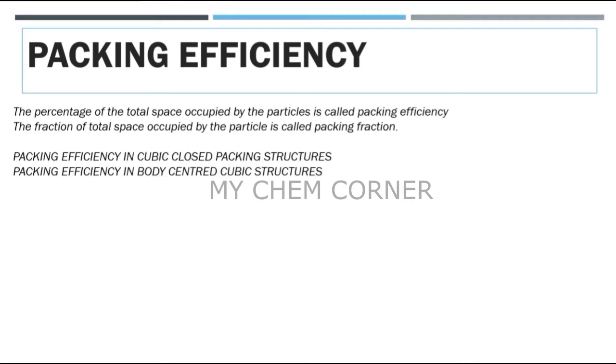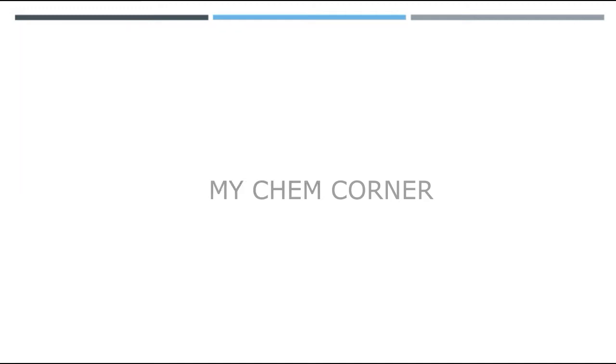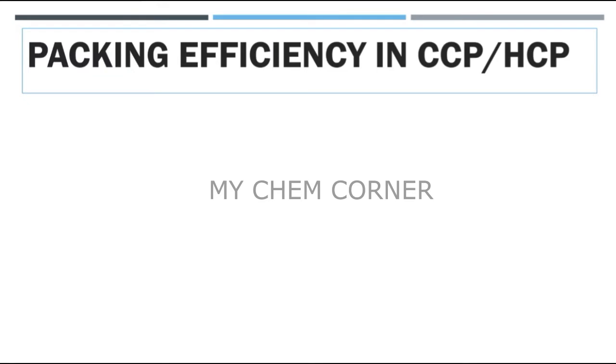Now we will be looking at packing efficiency in cubic closed packing, in body-centered cubic structures and in face-centered cubic structures. We will be moving in detail, calculating the percentage of packing efficiency in each of these. So the first one is packing efficiency in a CCP or a HCP. The full form of CCP is cubic closed packing and HCP is hexagonal closed packing.